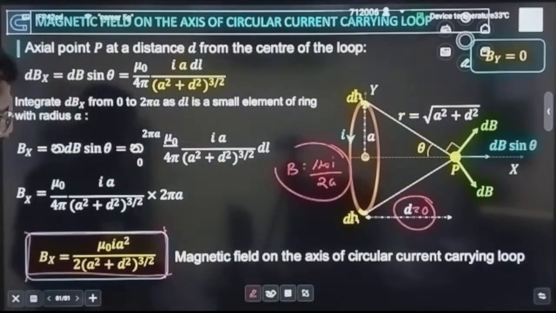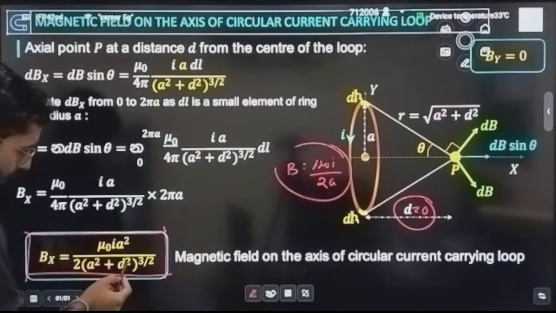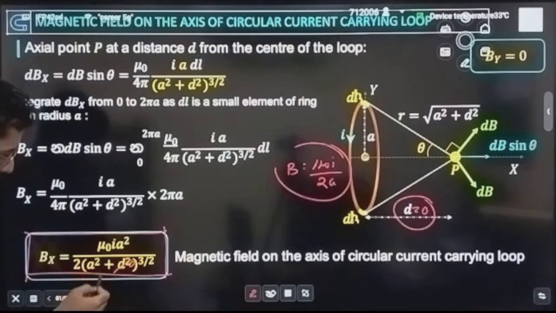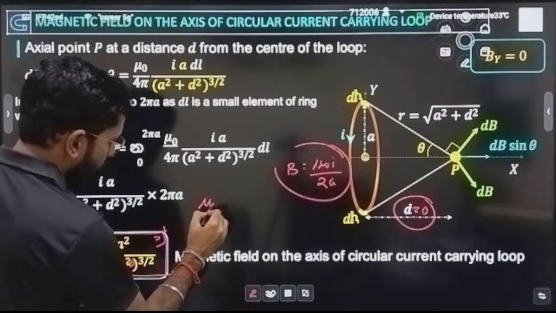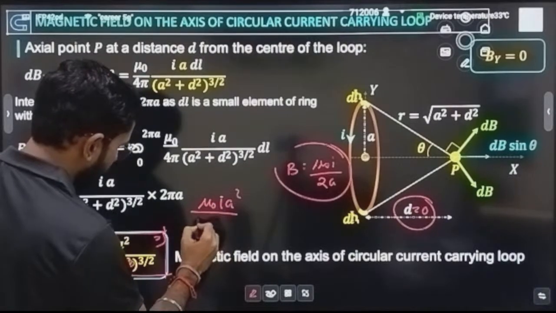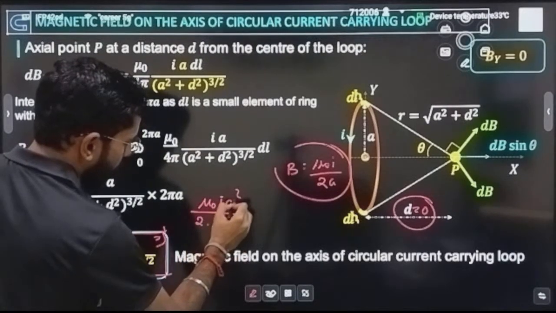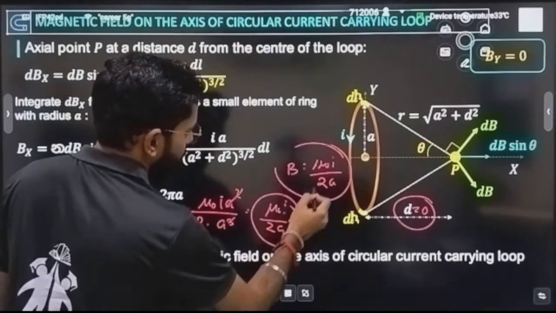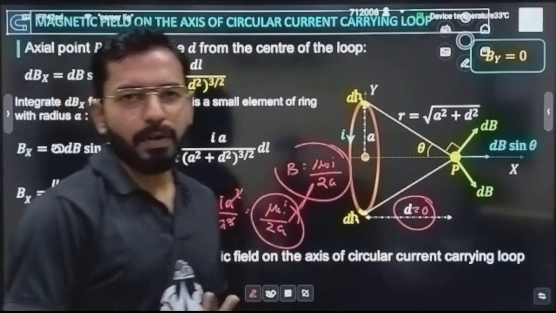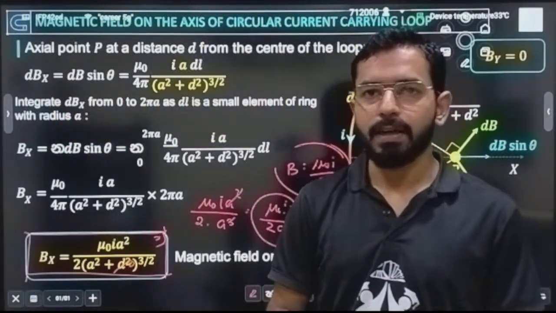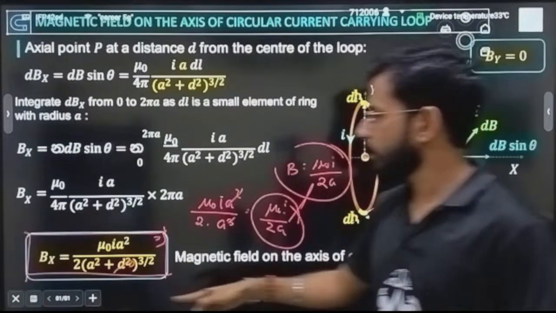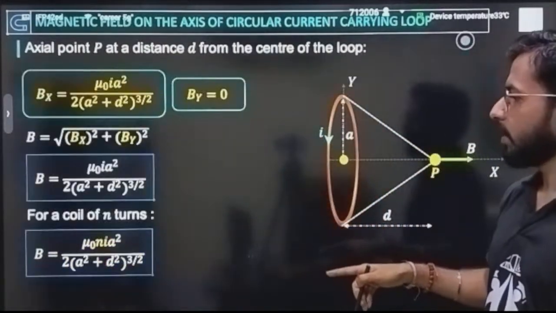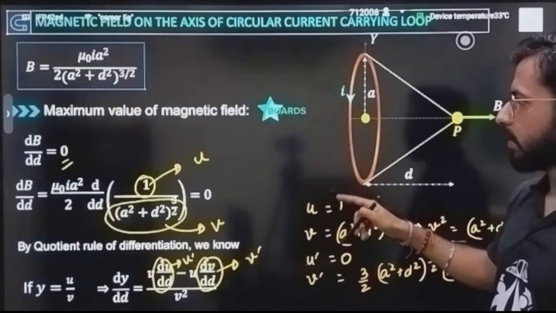So let's see whether it is coming or not. Make this d equal to 0. If d is equal to 0, this term is 0. Here what is left is only a square, with power 3 by 2. In the denominator, numerator mu naught I a square divided by denominator 2 into a power 3. The a square cancels out, and what remains is mu naught I divided by 2a. Can you say it is the same result that I am getting? That means we have cross-checked that our concept is completely correct. Is it clear?